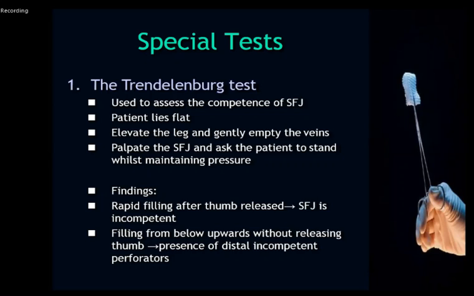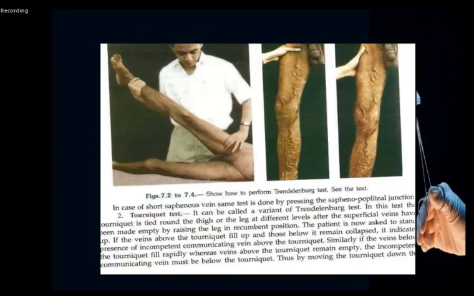This means that when we keep pressing the saphenofemoral junction with the thumb, and still the veins dilate, it means there is a problem distally. There are some distal incompetent perforators. While if the veins stay collapsed, and when we remove the thumb they gradually fill, it shows that the incompetency is in the saphenofemoral junction. You see this picture. It will clarify how it is done.